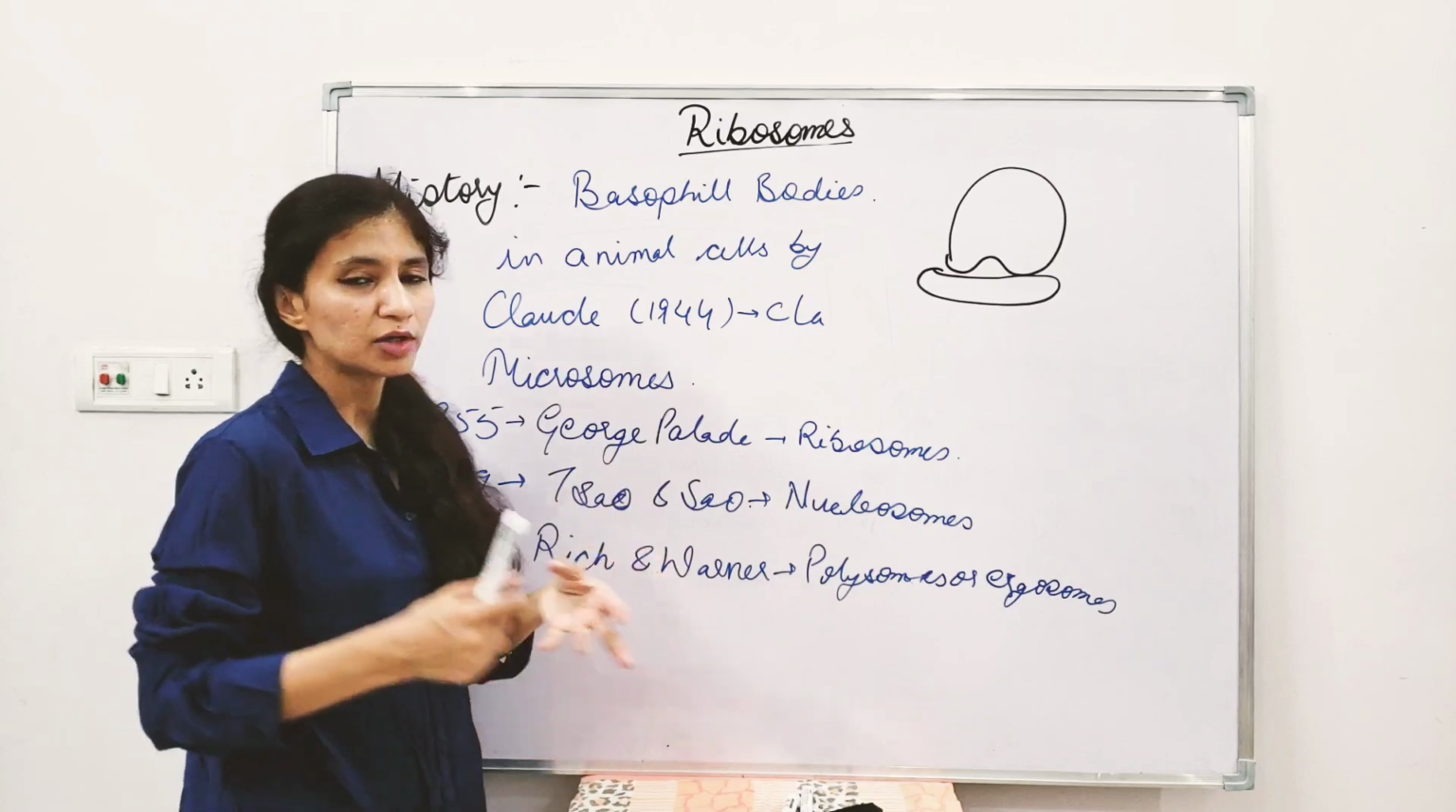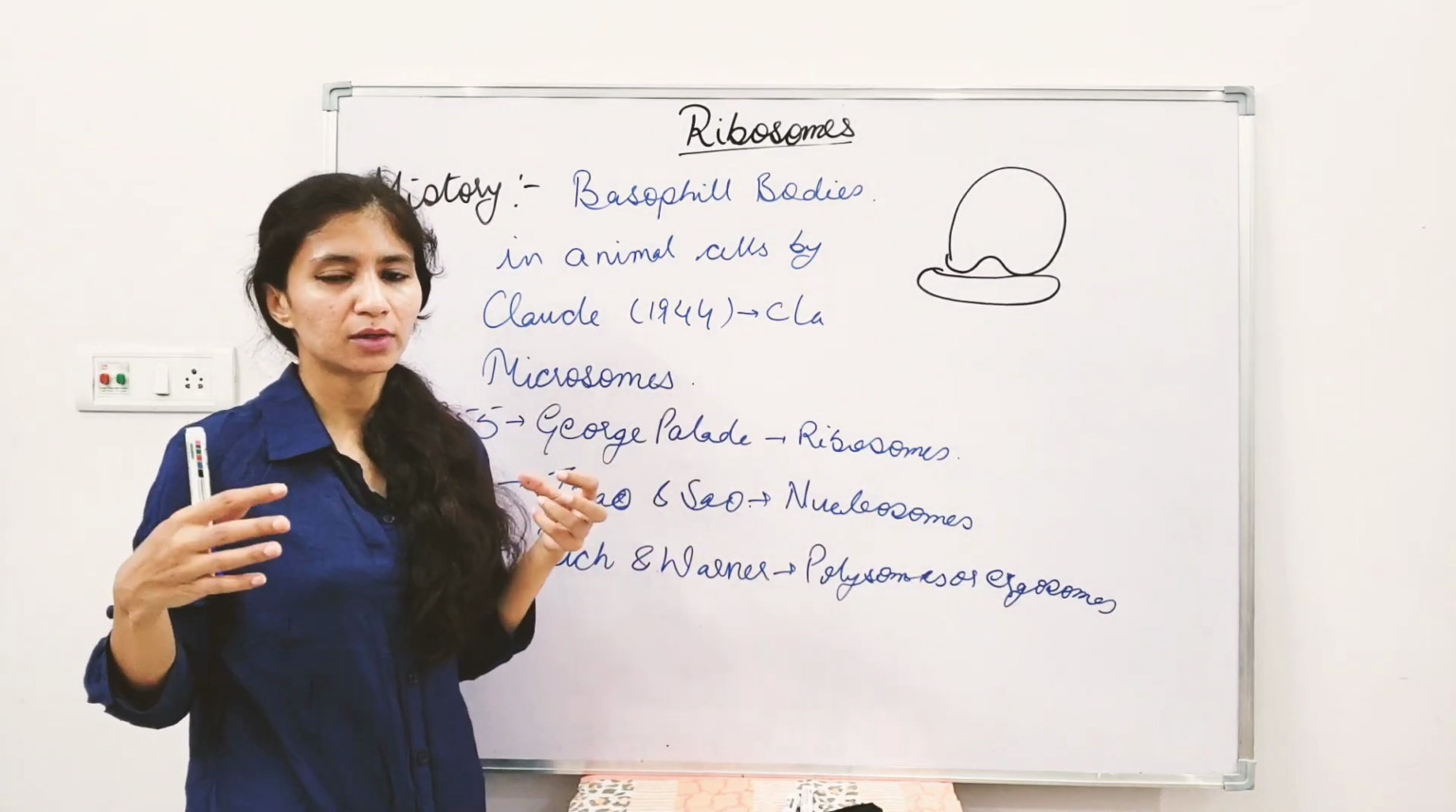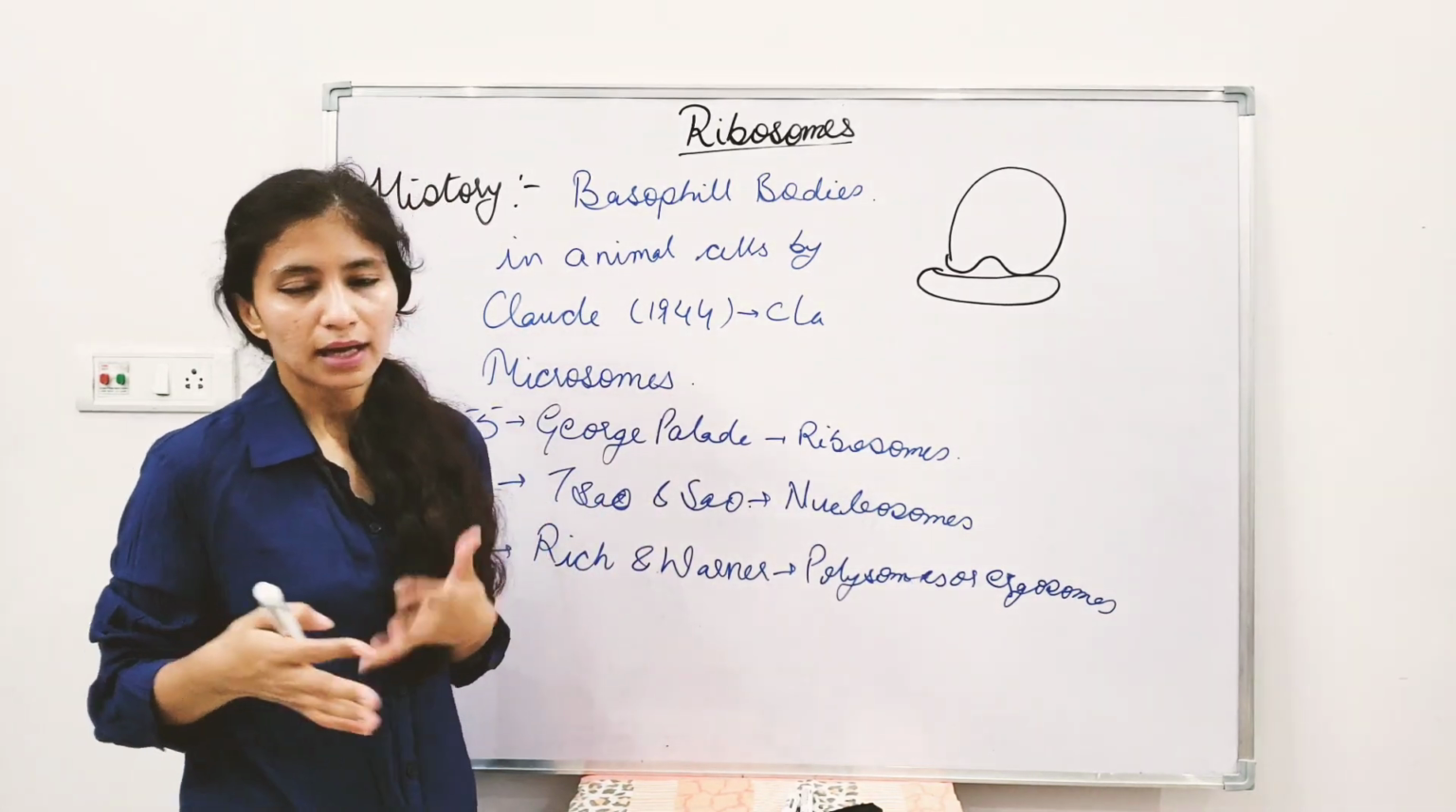Polysomes are nothing but the arrangement of many ribosomes together on an mRNA.